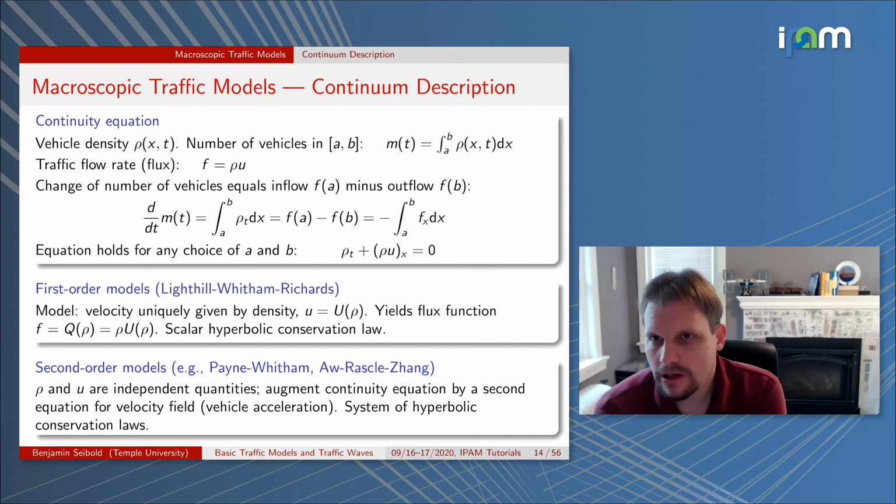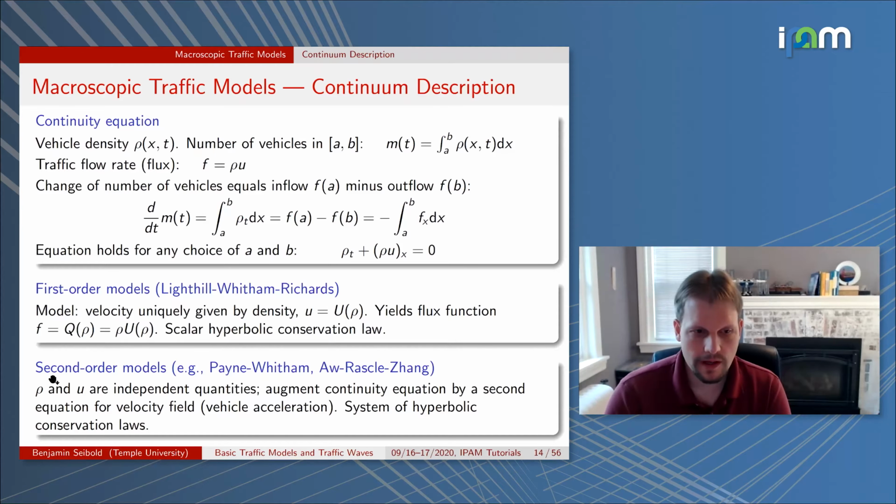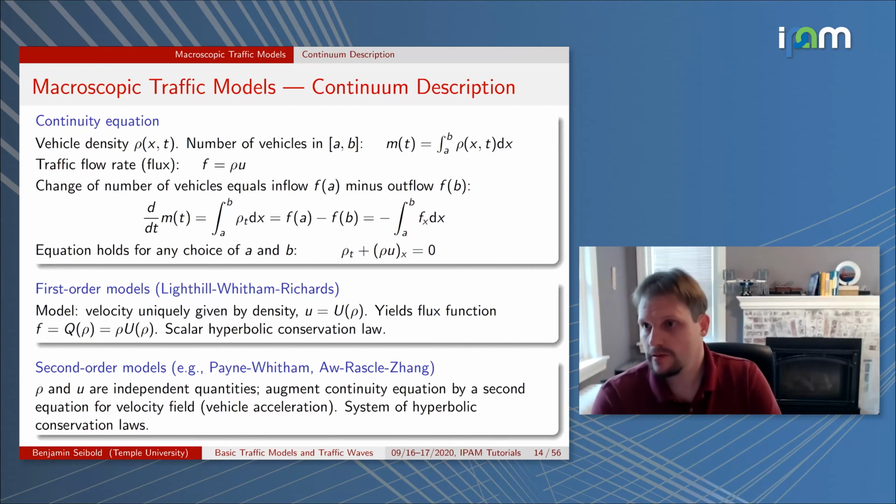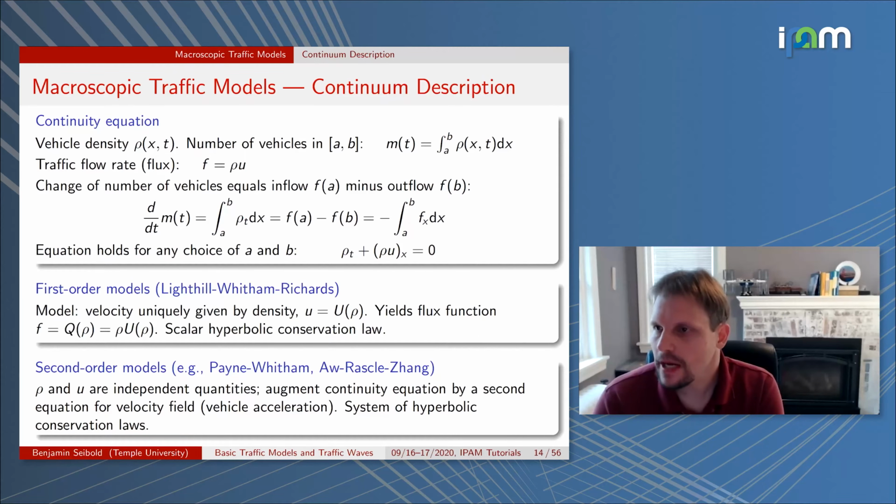But that's not the only thing one can do. One can also, of course, say, well, I leave the rho field as it is, and u as an independent quantity, and now I add a second equation. And then again, I have two equations, two unknowns, and then I get a system. For example, a system of hyperbolic conservation laws, or something with second derivatives, but I can formulate systems of partial differential equations. And what is the right description? There's no ground truth. It depends on how well it describes reality and what you want.